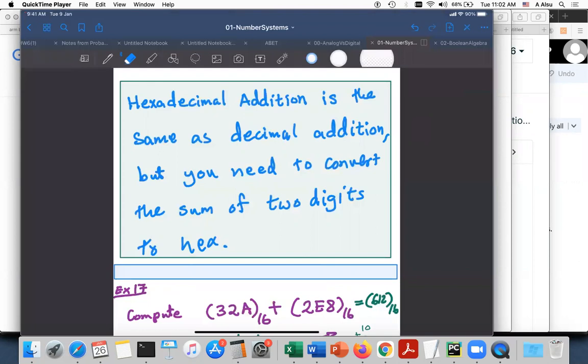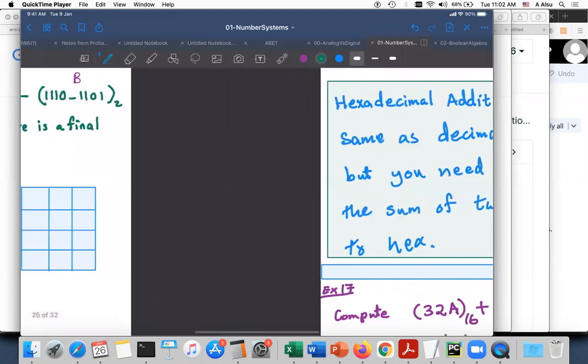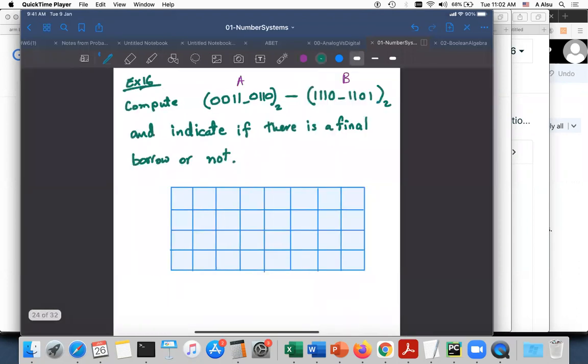In the previous lecture, we discussed the addition and subtraction of binary numbers as well. Today we are going to continue that with addition and subtraction of hexadecimal numbers. Okay.